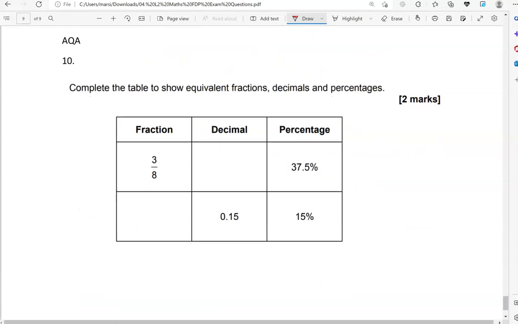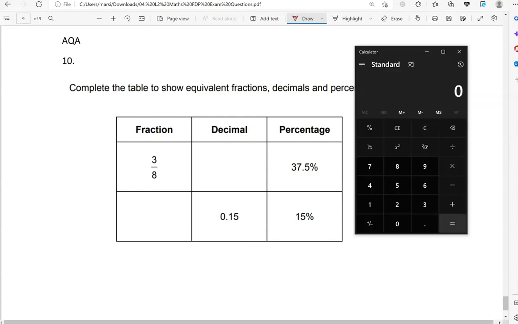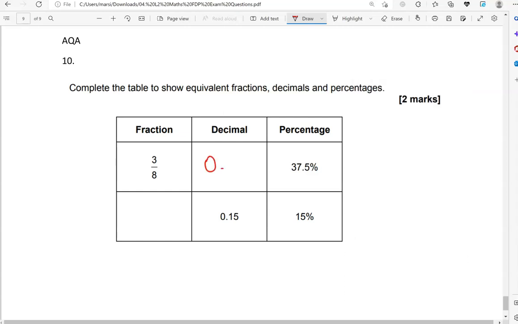Complete the table to show equivalent fractions, decimals, and percentages. So 3/8, that is 3 divided by 8, which is 0.375 as a decimal, and also 37.5% as a percentage. Now we've got as a decimal 0.15, which is 15%. So again, 15%, that is like 15 pence. And it's out of 100. So 15 hundredths, that's the fraction that is equivalent to 0.15 or 15%.